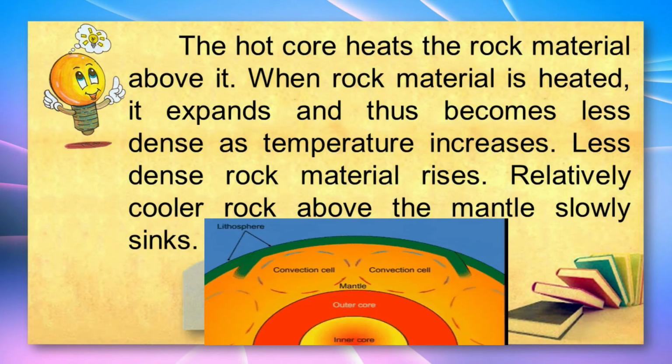The hot core heats the rock material above it. When rock material is heated, it expands and thus becomes less dense as temperature increases. Less dense rock material rises. Relatively cooler rock above the mantle slowly sinks.